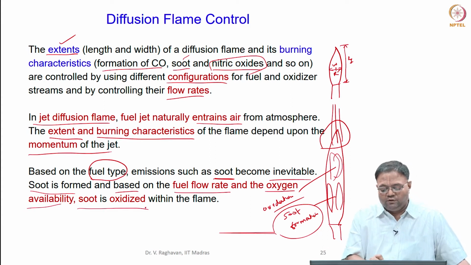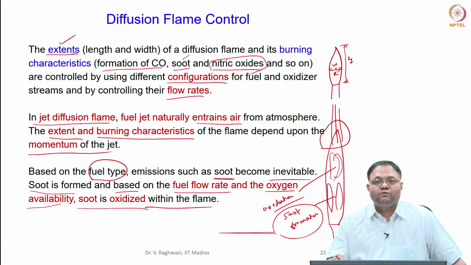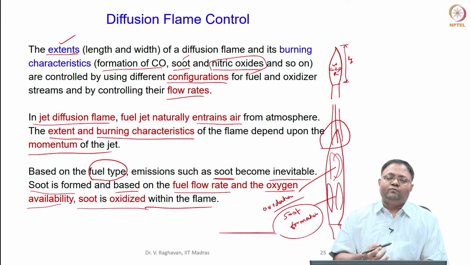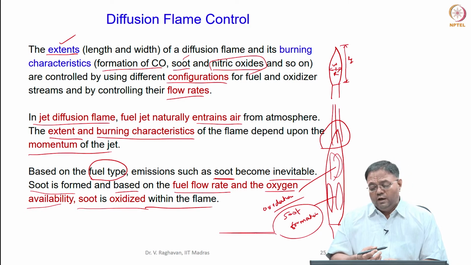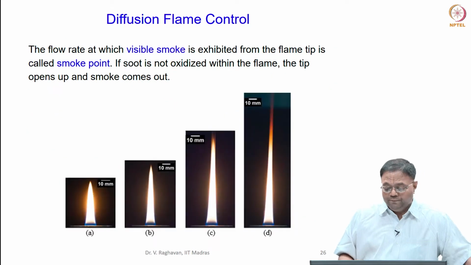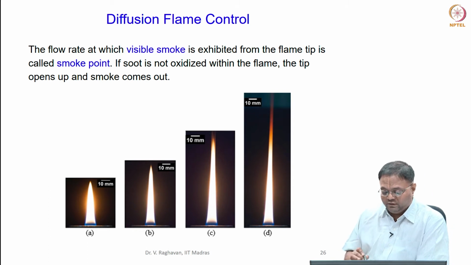If soot is oxidized within the flame, it is good. If it is not oxidized within the flame, the soot will leave along with other products, CO2, H2O, some amount of CO, unburned hydrocarbons and so on. If that is the case, then that is treated as an emission. So, you will see smoke coming out, okay. That is what is illustrated here. Let us take this, there are 4 cases given here.